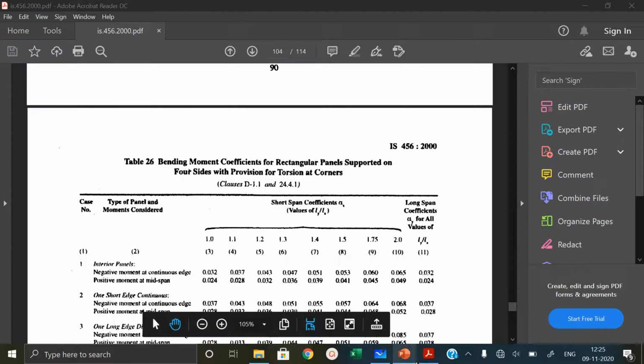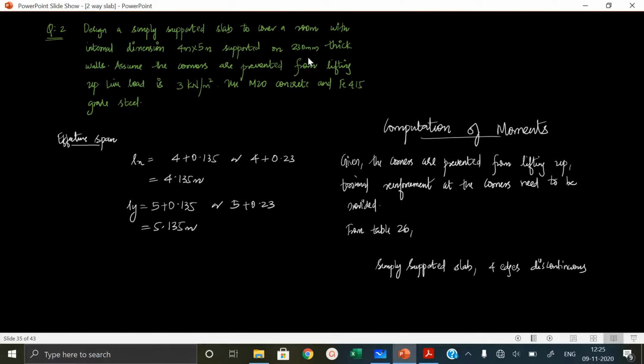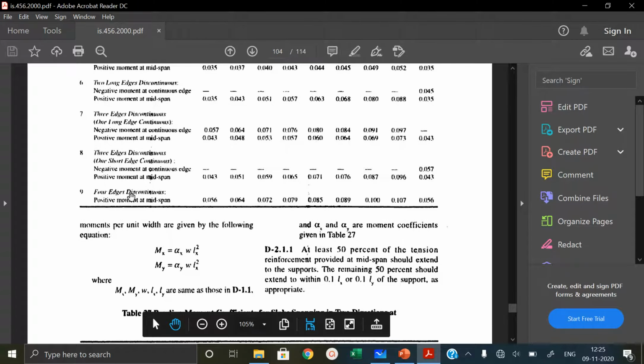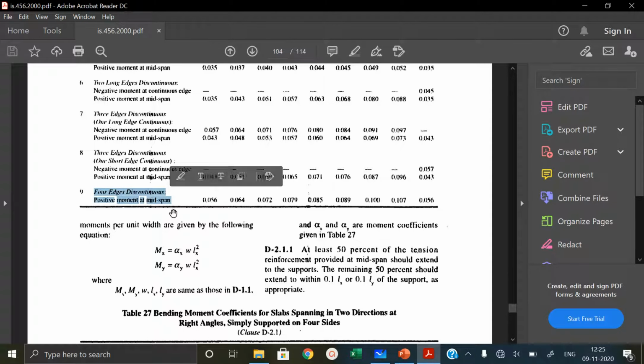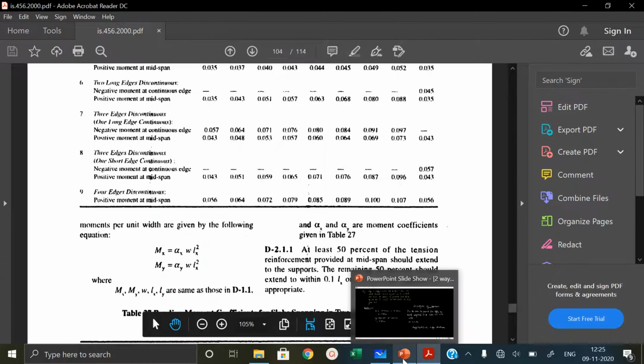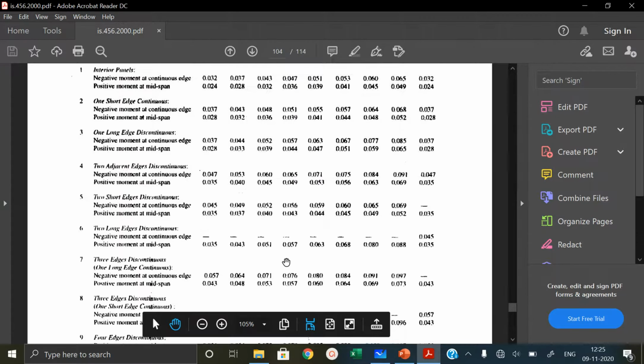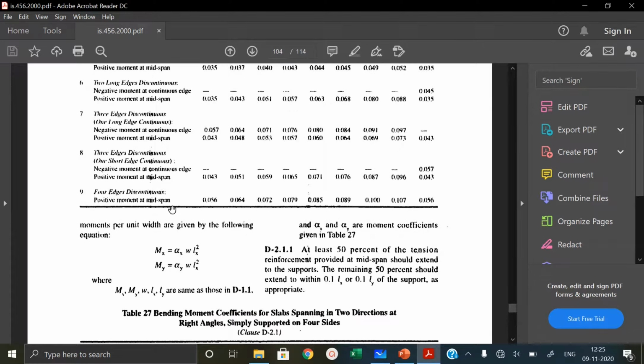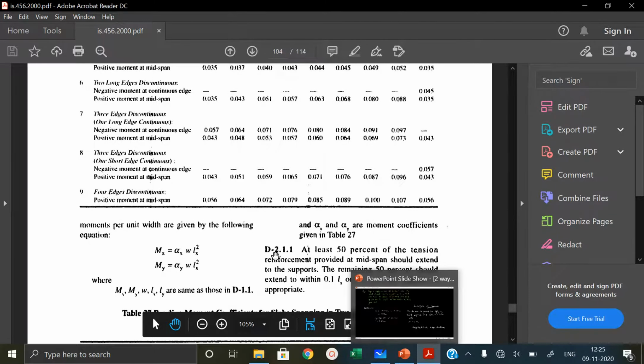Here in the question it is given the slabs are supported on all the 4 edges, and it is not told what the condition of the slab is. It is only told about the slab which is supported on 4 edges. So we'll assume this as a slab which is 4 edges discontinuous. That is, we will take the panel number 9. The 4 edges are discontinuous. We will consider that, so that we need to find the value for alpha x and alpha y corresponding to your Ly by Lx ratio for panel number 9. So from panel number 9 you will get it.